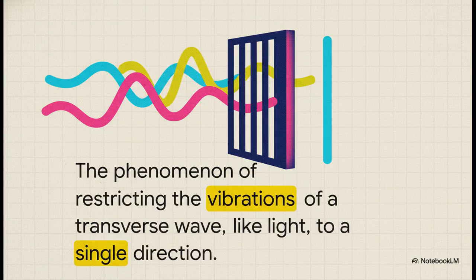So what exactly is it? Well, light is a transverse wave. That just means it vibrates in all directions perpendicular to the direction it's traveling, kind of like shaking a rope up and down, side to side all at once. Polarization is like feeding that shaky rope through a picket fence. Only the up and down vibrations can get through. It's all about filtering the light's vibrations down to a single plane.